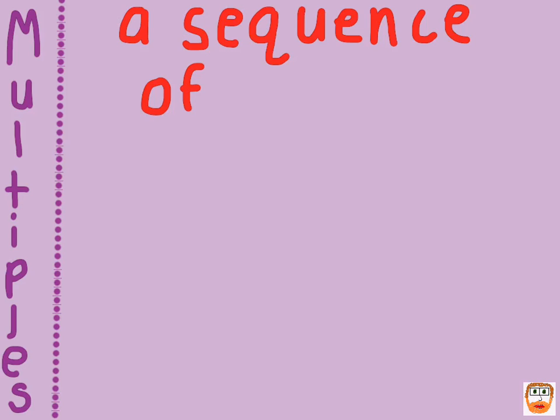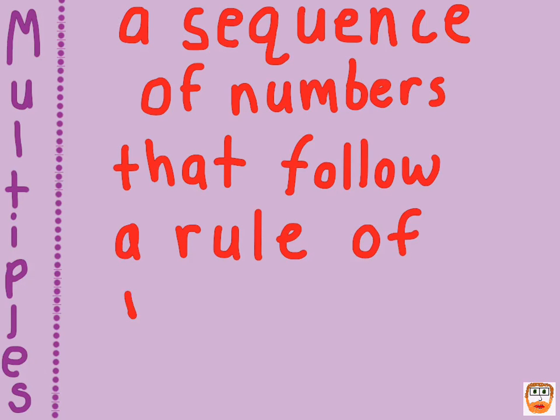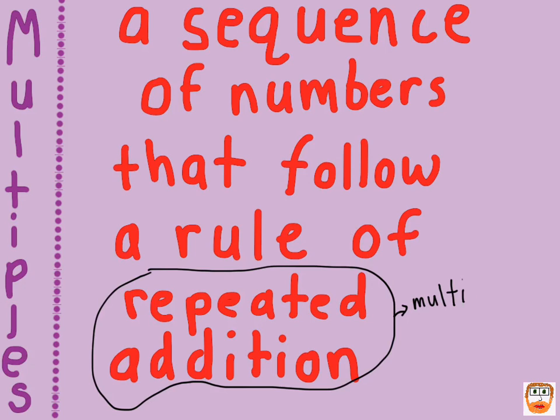So again, what is a multiple? A multiple is a sequence of numbers that follow a rule of repeated addition, which is the same thing as multiplication. So I want everybody to stand up if you're listening and let's count some multiples. Multiples of 2. 2, 4, 6, 8, 10, 12, 14, 16, 18, 20. Great job.